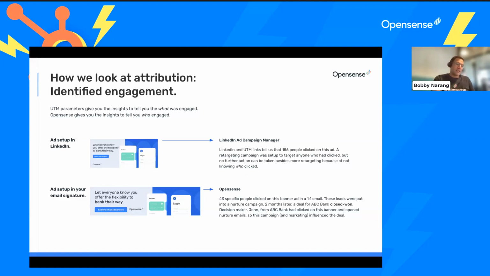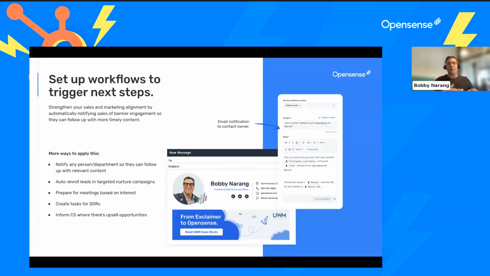With OpenSense, you actually get recipient-specific identified engagement data. What that means is that if I have John and Mary on a multi-threaded email, when Mary, the VP of sales, clicks on the banner, OpenSense is able to surface that Mary clicked on that banner. When John, the head of marketing, clicks on the banner, we know that John clicked on the banner about creating an email signature.